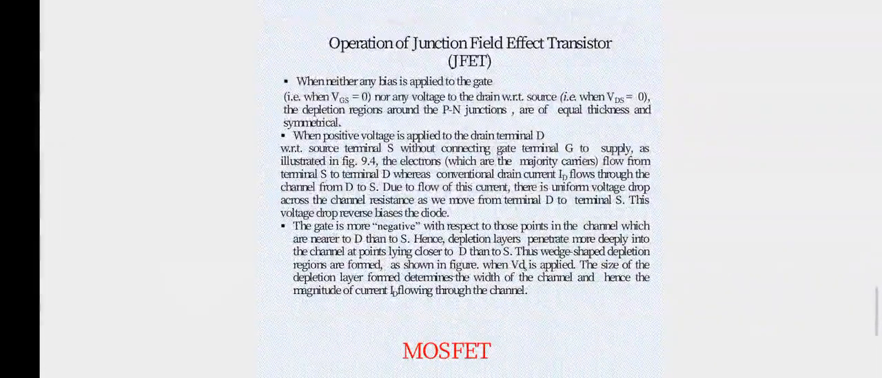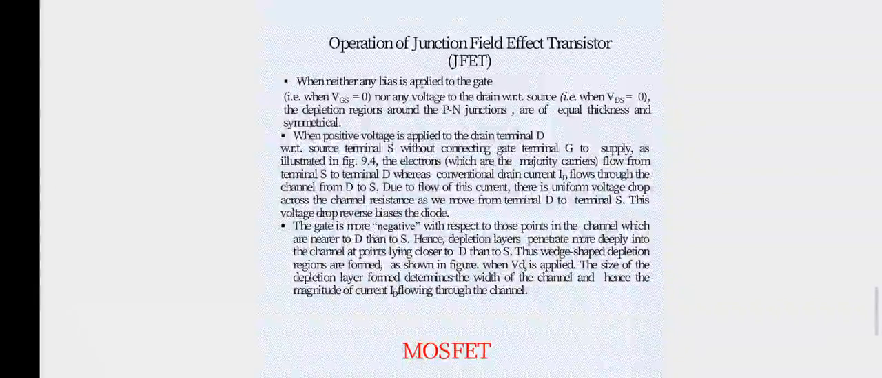Operation of JFET, junction field effect transistor. When neither any bias is applied to the gate, that is when VGS equals 0, nor any voltage to the drain with respect to source, that is when VDS equals 0, the depletion region around the PN junctions are equal in thickness and symmetrical.